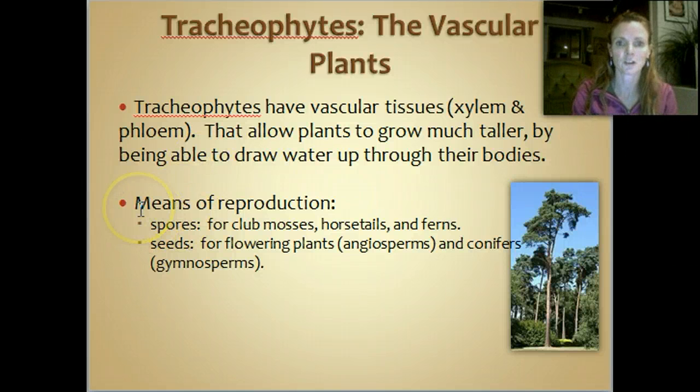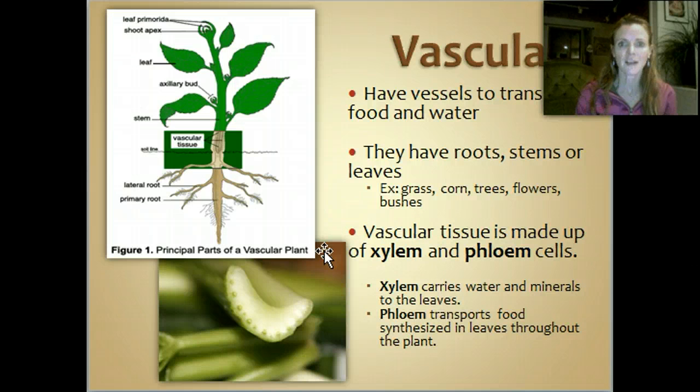The means of reproduction in these vascular plants are typically spores, okay? So certain things like ferns, club mosses, horsetails, different things like that, they reproduce by spores. But a lot of plants that are vascular have seeds, okay? So these would be the flowering plants, the angiosperms, and the conifers, which we refer to as gymnosperms. So vascular plants, they have vessels to transport that food and water.